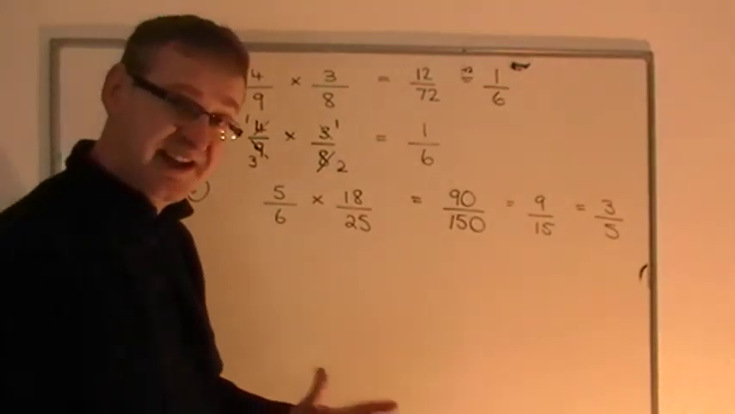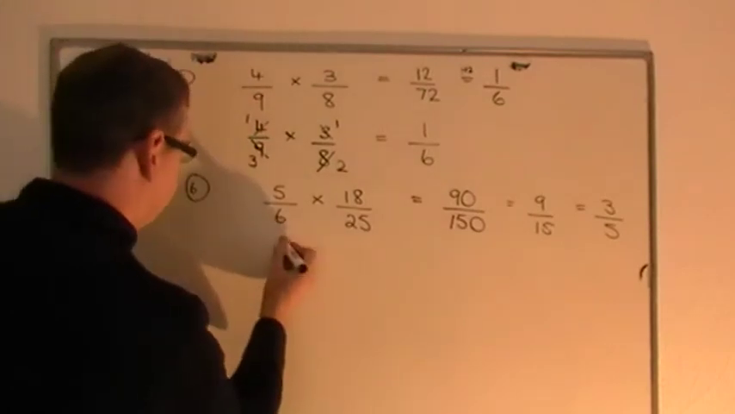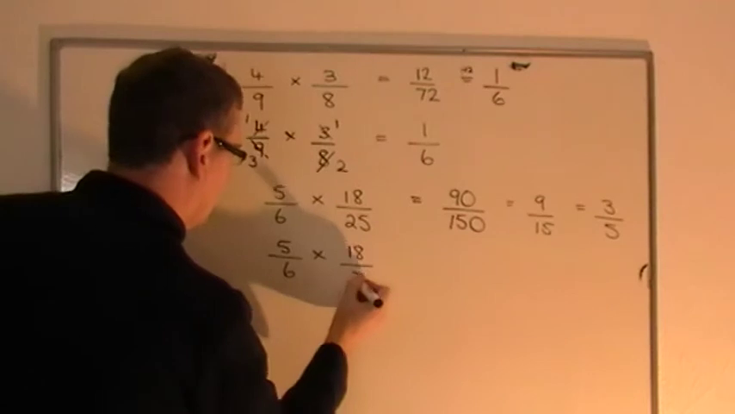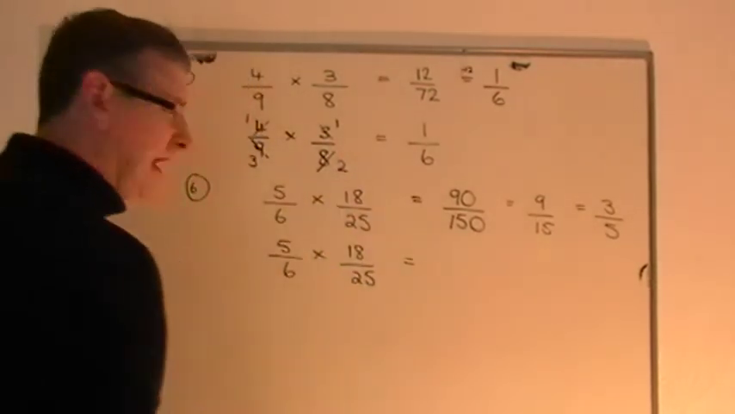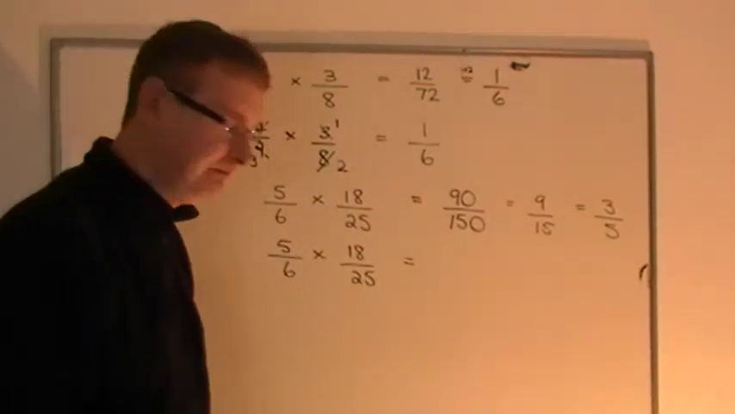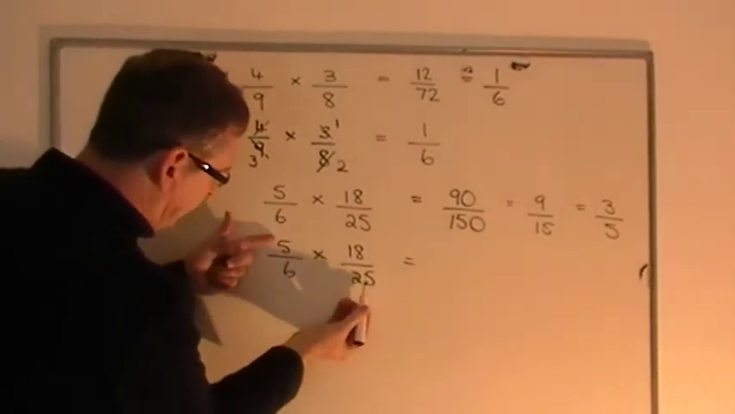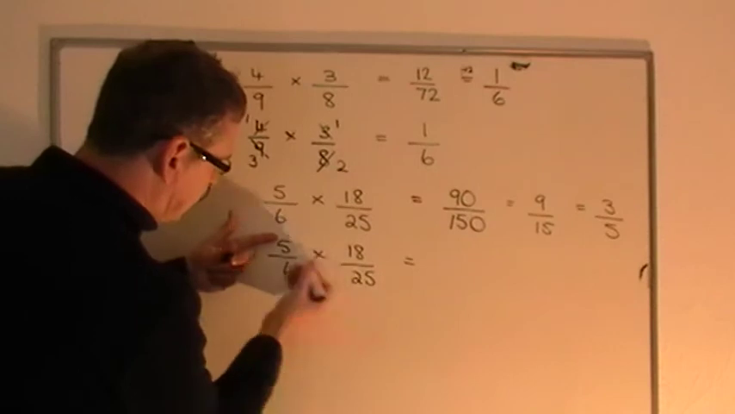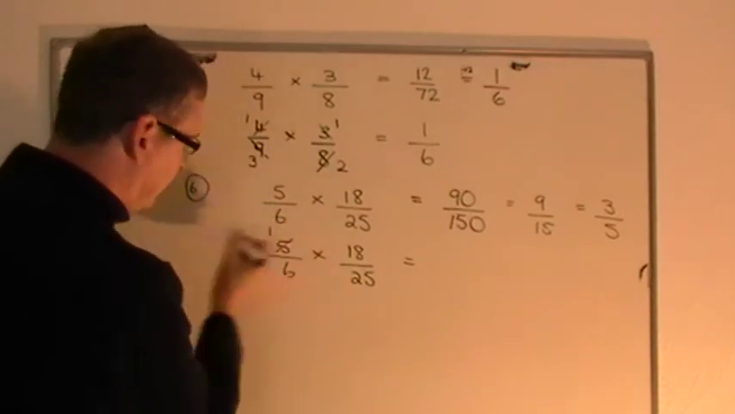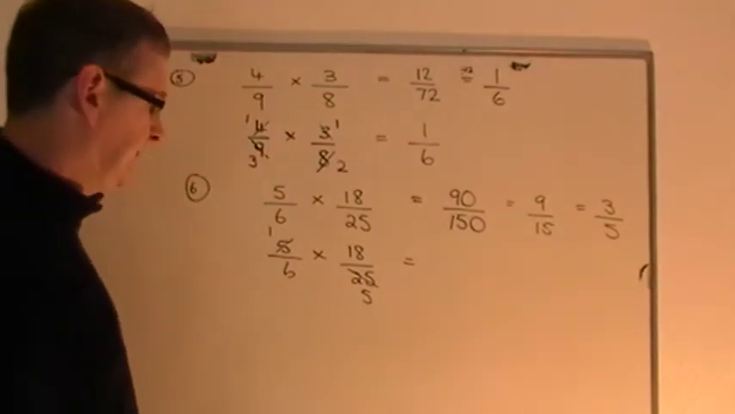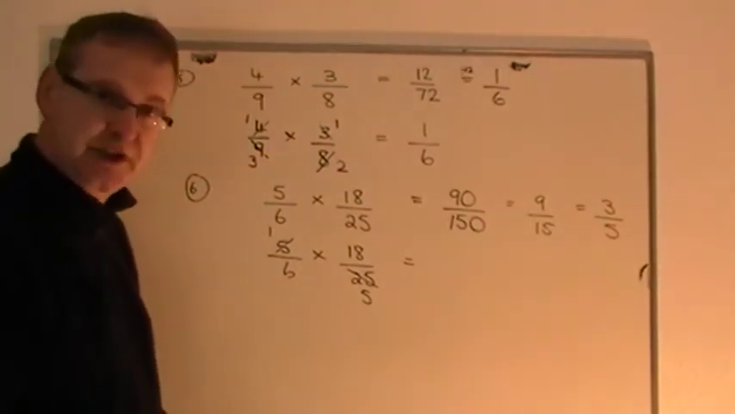So why don't you do this instead? Let's do the sum again. 5/6 times 18 over 25. And let's try cancelling in the sum. I can see that I can share the 5 on the top with 25 on the bottom. 5 goes into both of them. Share that by 5, it goes once. Share that by 5, it goes 5 times. So I've cancelled there. But there's more.